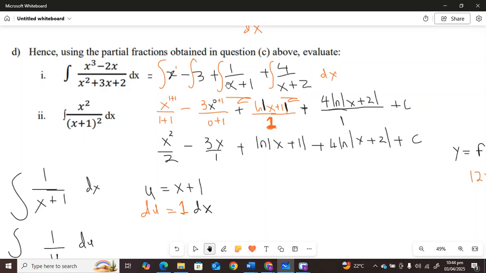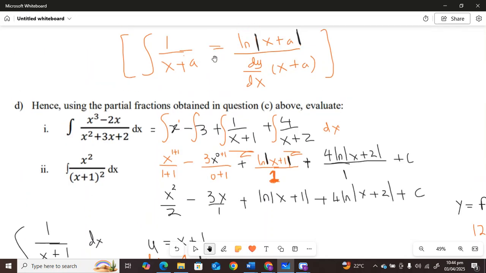Okay, if it was x plus 1 squared, we would have applied U substitution. Even if it was x plus 2 squared, we would have applied U substitution. But here, we cannot apply it. That's why this law came. That's why this law gets applied there.